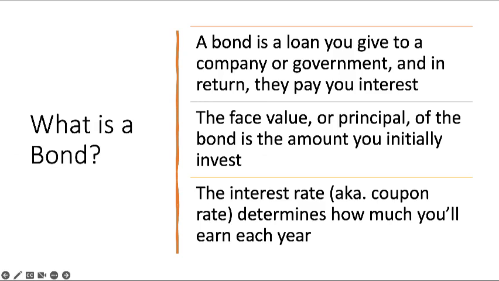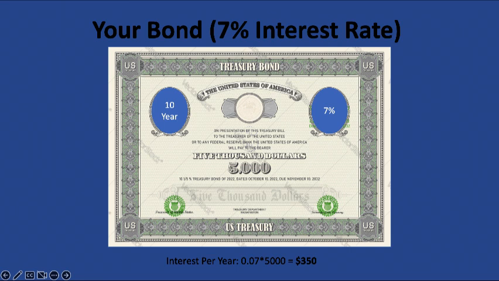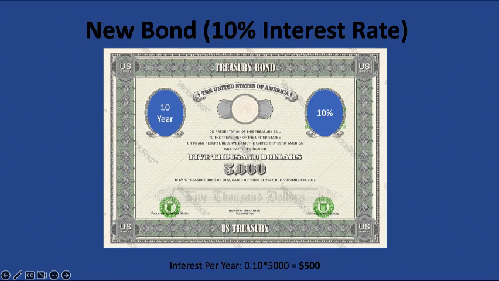This is where things get interesting. Let's say you buy a bond for $5,000 with a 7% interest rate. You're earning $350 annually in interest. Sounds good, right? But what if the market interest rate jumps to 10%? New bonds issued now offer a much higher interest rate, $500 annually for the same $5,000 investment.